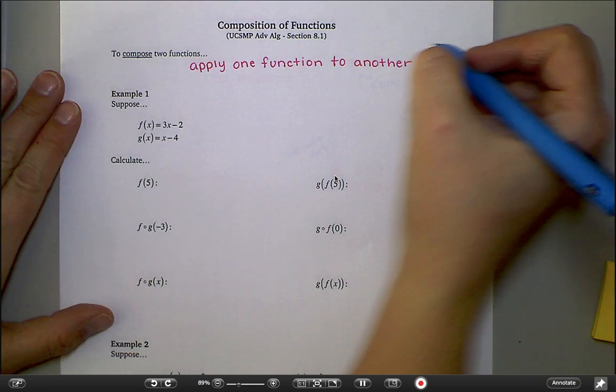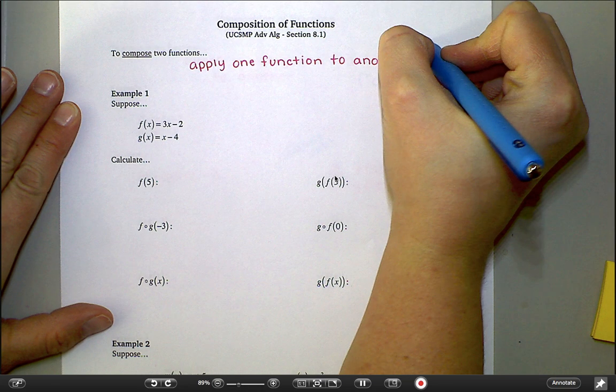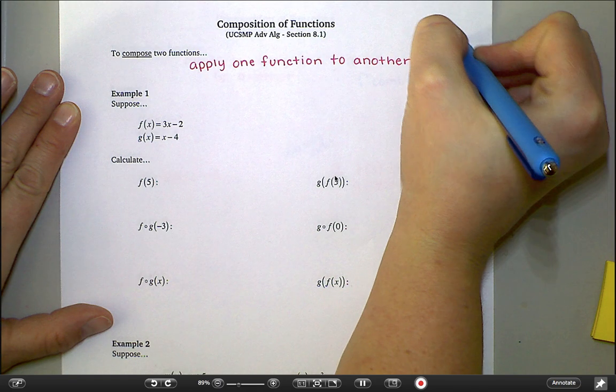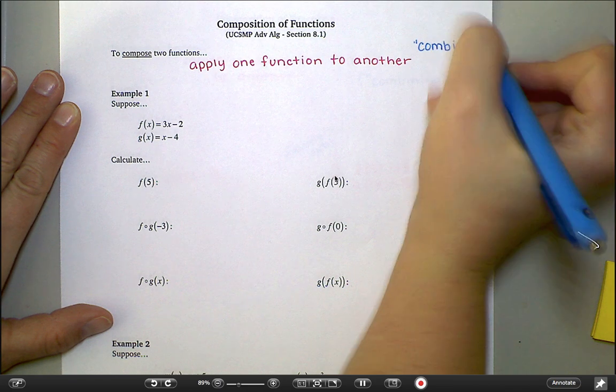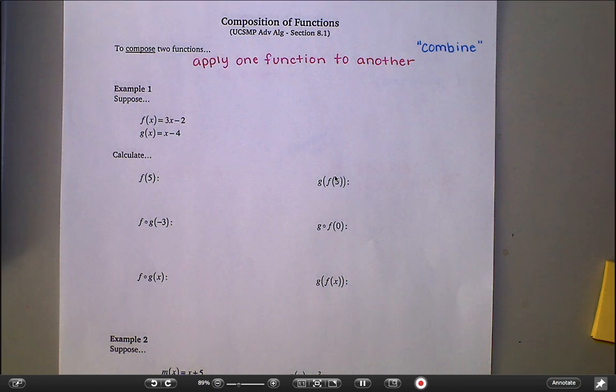Sometimes I hear people use the word combine here, and that's not false. I mean, it is combining two functions, but we just want to be careful that we understand that we're not just smashing two functions together. We're actually putting one inside the other.